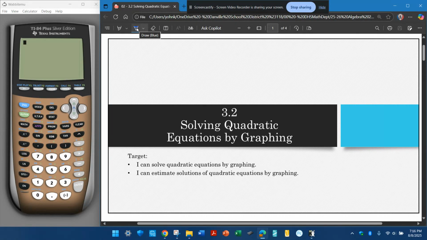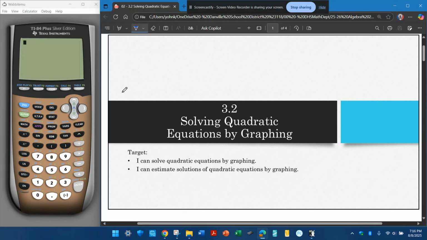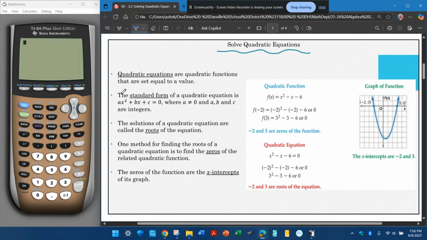Today we're going to learn how to solve quadratic equations by graphing and how to estimate solutions of quadratic equations by graphing. So the first thing we're going to talk about is what are quadratic equations. Quadratic equations are quadratic functions that are set equal to a value. And if we're looking for solutions, we're looking for the place where it's crossing the x-axis.